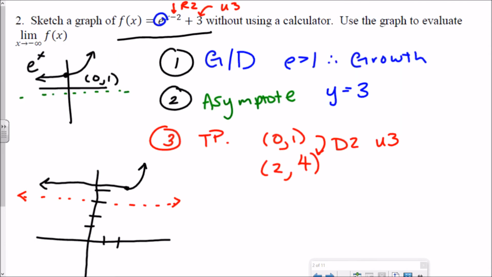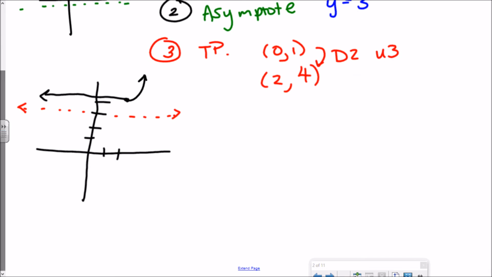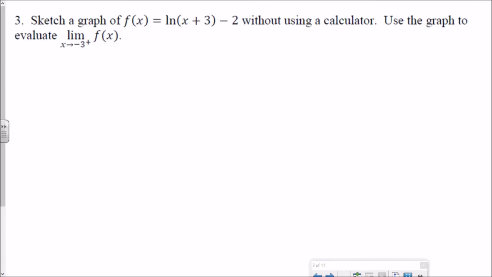Oh, one more thing on this one. It says, use the graph to evaluate the limit as x approaches negative infinity. So this is saying what's happening to your y value as your x value goes further and further left. The limit as x approaches negative infinity of this function is equal to, what is it getting closer and closer to? We just talked about that. It's getting closer and closer to the asymptote. Where is the asymptote? Positive 3. That would be our final answer.